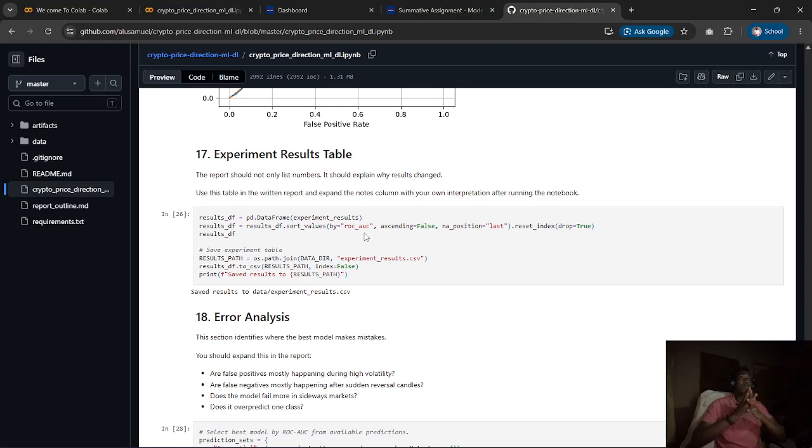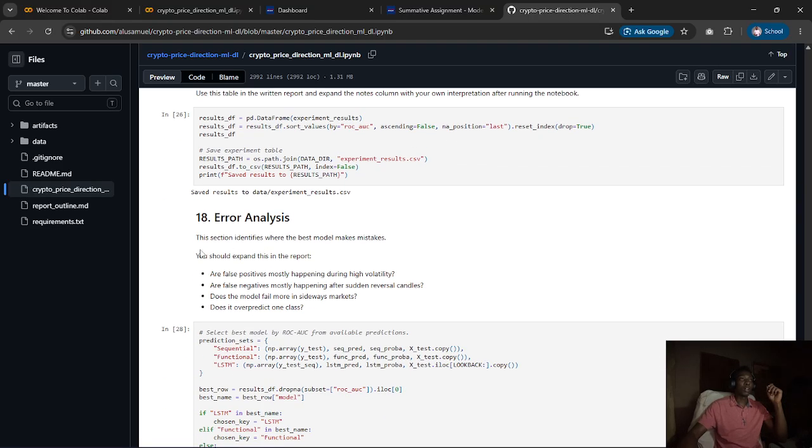So for our experiment result tables, the report should not be listed in numbers, so it should be explaining the result changes. So use this table to write the report. So this is the table I used to write the report, interpreting the results from running the notebook.